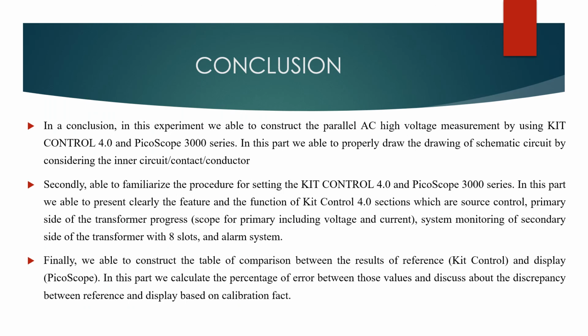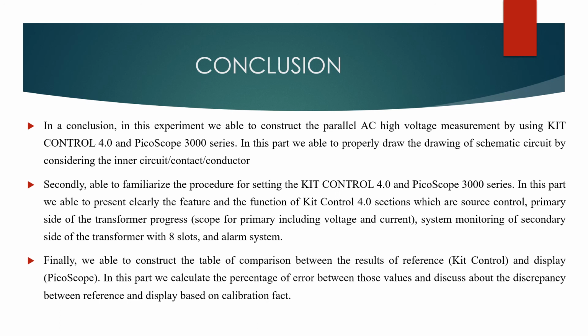And for the conclusion, in this experiment, we are able to construct the parallel AC high voltage measurement by using kit control 4.0 and PicoScope 3000 series. In this part, we are able to properly draw the schematic circuit by considering the inner circuit, contact, and conductor. Secondly, we are able to familiarize with the procedure for setting the kit control 4.0 and PicoScope 3000 series.